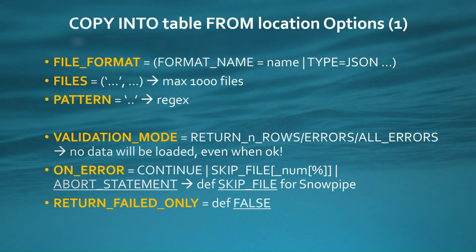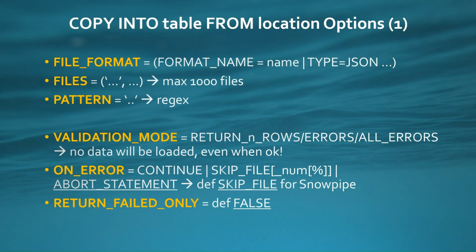Then you may have an error. What happens when you encounter an error? When you deal with very large files and your process may take hours, maybe you don't want to retry the whole process from the start. So in this case, you may say on error continue, and take care of the errors later on. But by default, you have an on error abort statement, so definitely everything will be aborted.